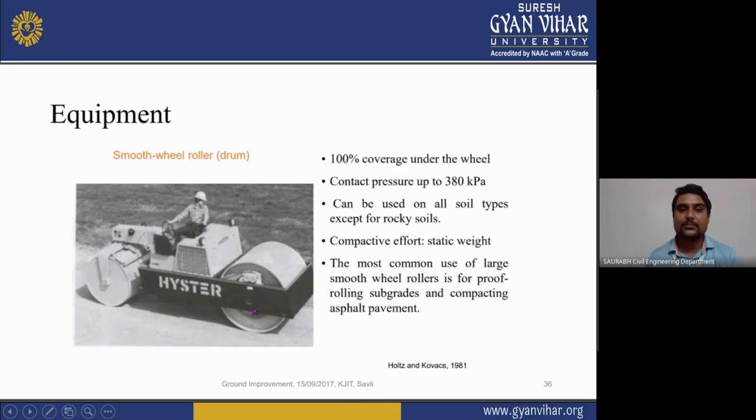There are also some equipment available, like the smooth wheel roller, by which we can do this soil improvement. As you can see, 100% coverage under the wheel. Contact pressure is up to 380. It can be used on all kinds of soil, except rocky soil. The most common use of the large smooth wheel roller is in proof rolling, subgrade, and compaction of asphalt pavement. As you can see, this is the roller, and this can be used in the improvement of ground.